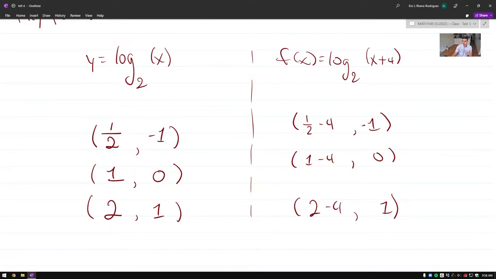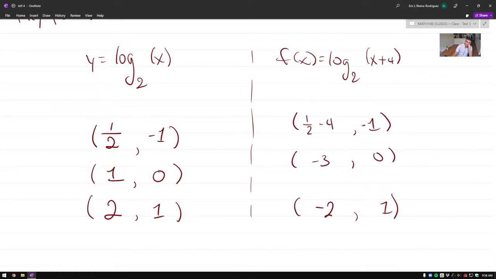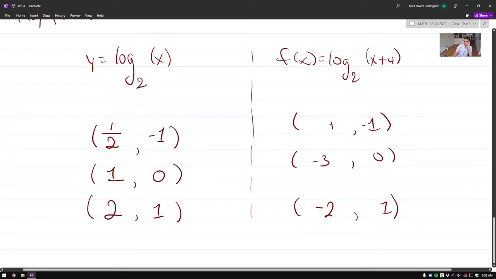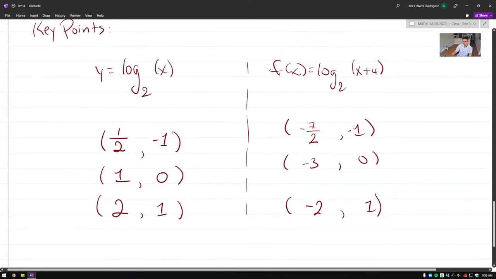What we need to do is to finish the simplification here, because we have 2 minus 4, that is minus 2. Okay, so I'm going to erase this, and we're going to put minus 2. 1 minus 4 is minus 3. And help me with this one. A half minus 4. Negative 7 over 2, correct. And those are the key points. Okay.